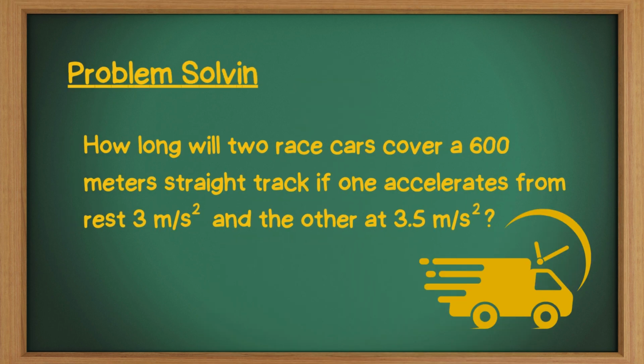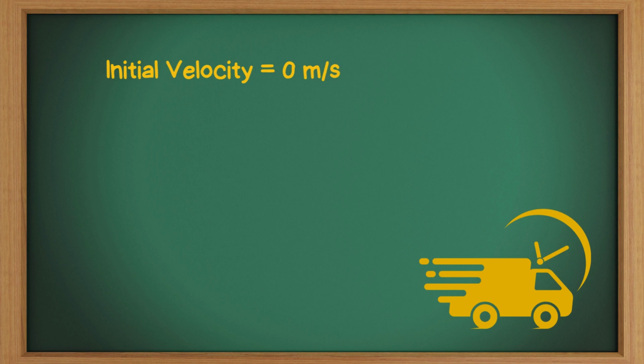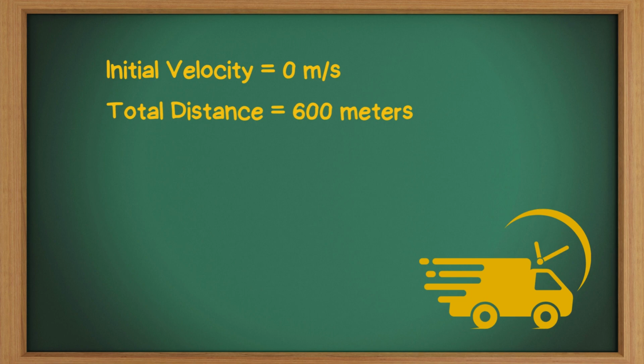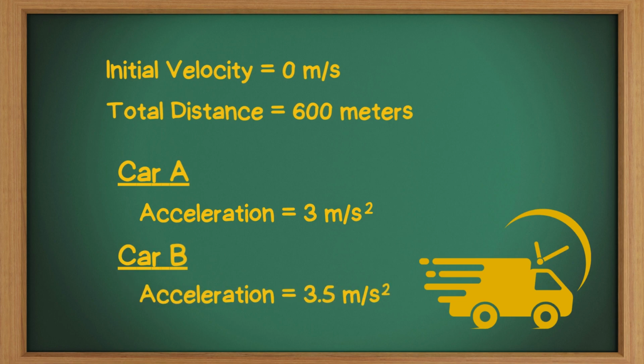How long will two race cars cover a 600-meter straight track if one accelerates from rest at 3 meters per second squared and the other at 3.5 meters per second squared? To solve this, let's first determine the given values from the problem. Since both cars started from rest, then their initial velocity is 0 meters per second. They also covered the same total distance of 600 meters. Car A has an acceleration of 3 meters per second squared and 3.5 meters per second squared for car B.